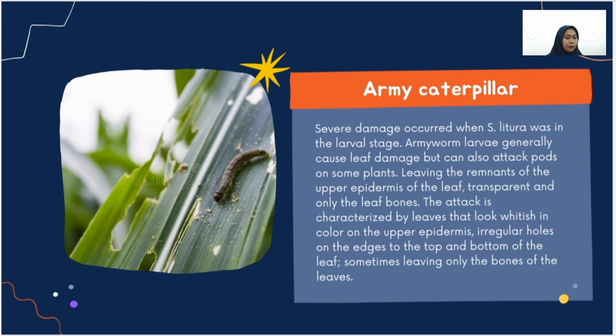Next is the armyworm caterpillar, Spodoptera litura. Severe damage occurs in the larva stage, generally causing leaf damage but it can also attack pods on some plants. The attack is characterized by leaves that look whitish in color on the upper epidermis, irregular holes on the edge to the top and bottom of the leaves, and sometimes leaving only the bones of the leaves.